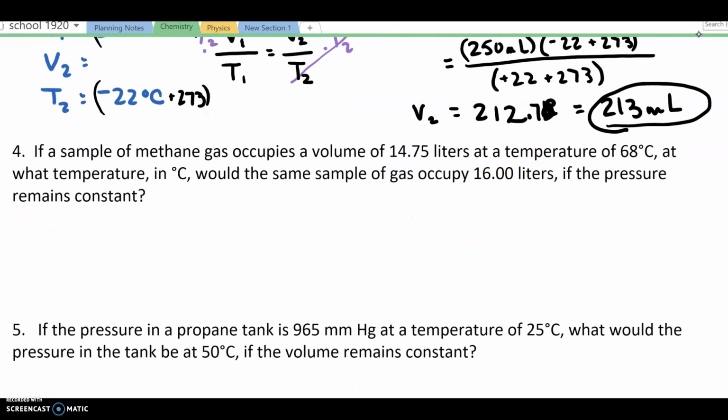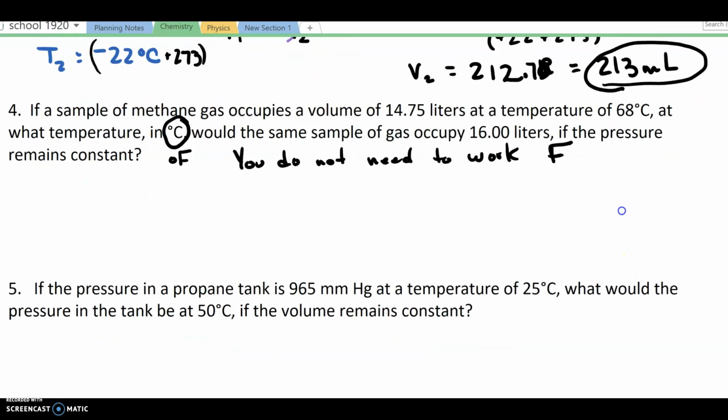Number 4 is done exactly the same way, but number 4 is the one that was messed up, and instead of saying degrees Celsius, it said degrees Fahrenheit. That was a typo. You do not need to work ever in Fahrenheit for me. If you ever want to change Fahrenheit to Celsius and then Celsius to Kelvin, if you did that, bravo for you. Good for you. I'm not going to make you do that, and I don't even have the answer written down here on my paper all of a sudden. I'll back up and do that one at the very end.